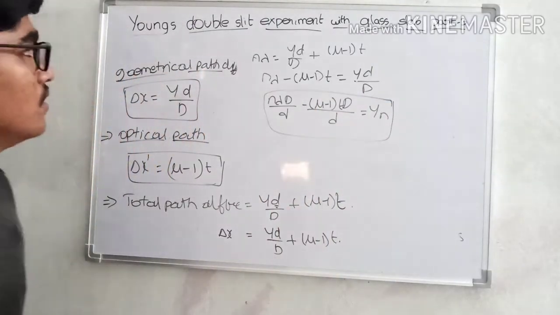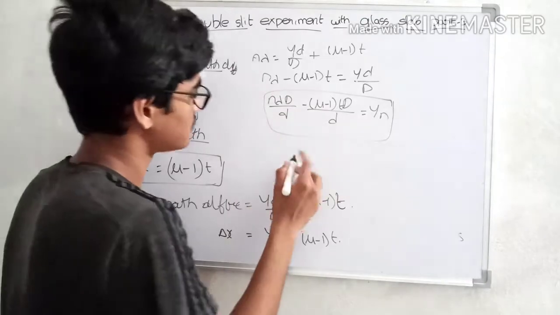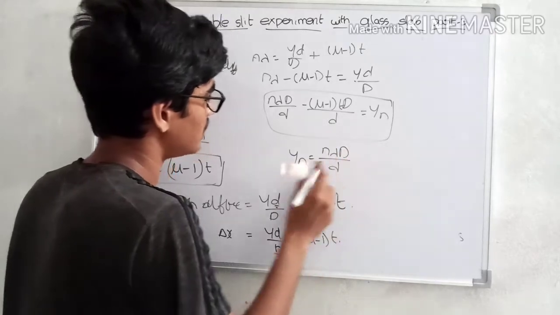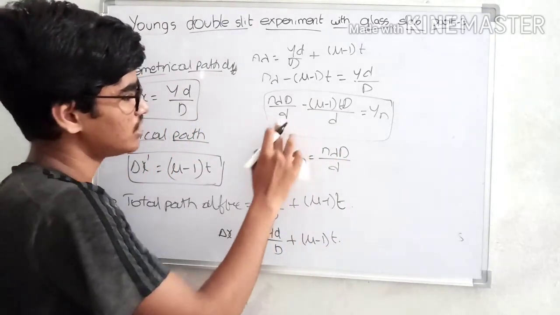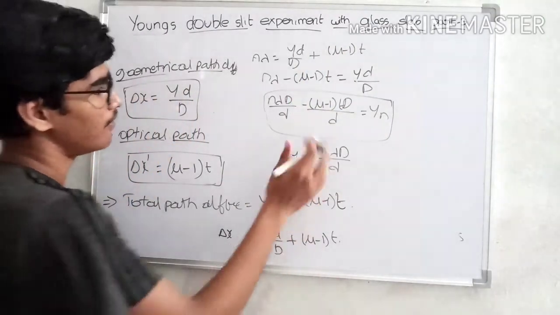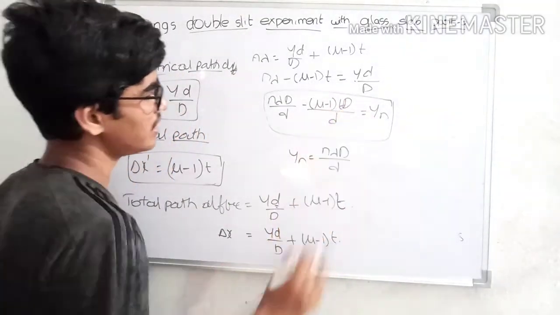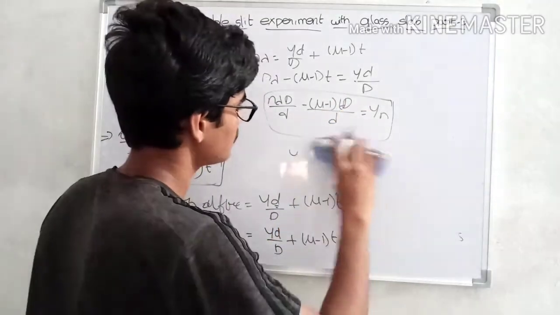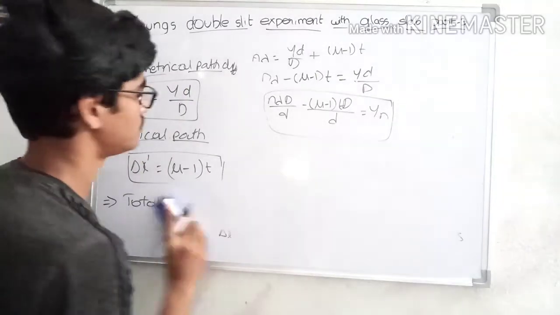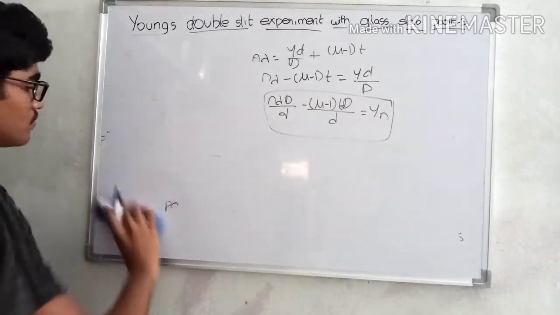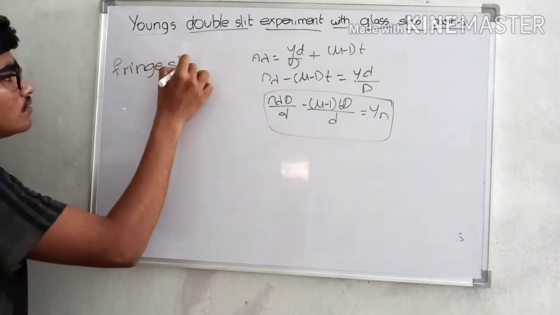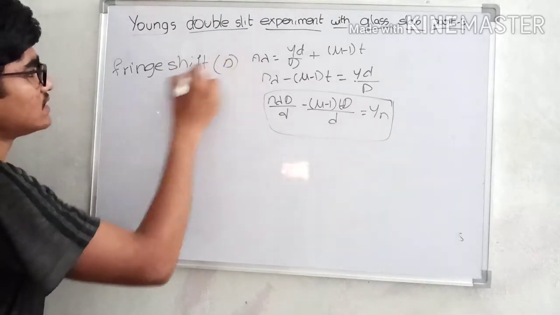In the previous, that means the original Young's double slit experiment, we have got the position of the nth maxima as n lambda capital D by small d. That means this is the original position, and there is a shift in the position due to the glass slab, which is equal to (mu minus 1) into t capital D by small d. We call the shift the fringe shift. There is a new term here, fringe shift, and we write it as delta.